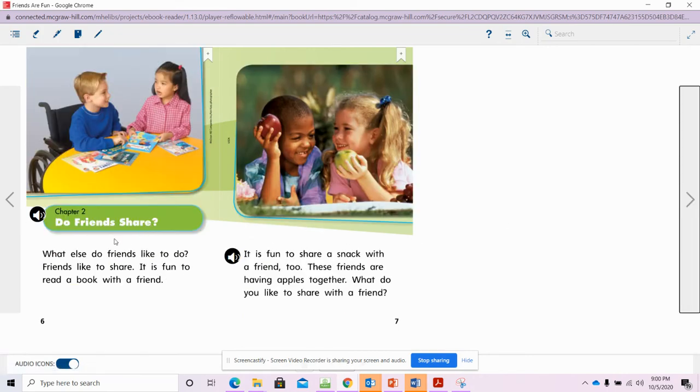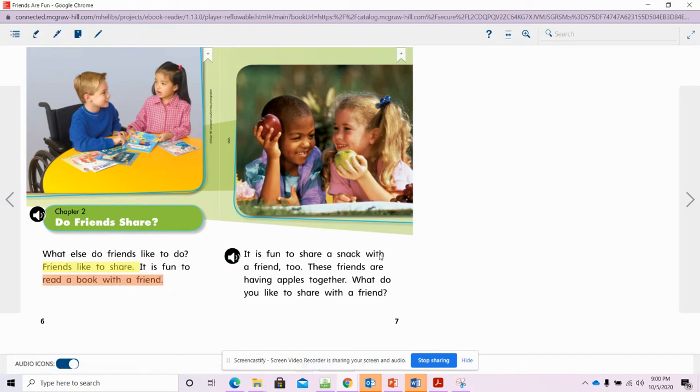Do friends share? Chapter 2. What else do friends like to do? Friends like to share. It is fun to read a book with a friend. Oh, so friends can share. That's something else that they could do together. Friends can share. Friends can read a book with a friend.